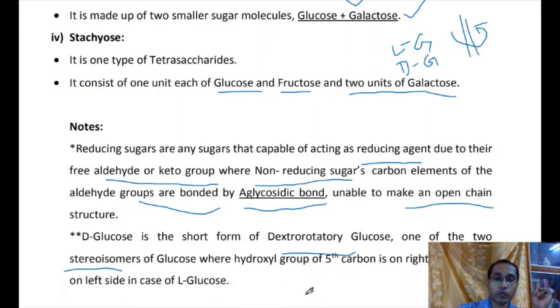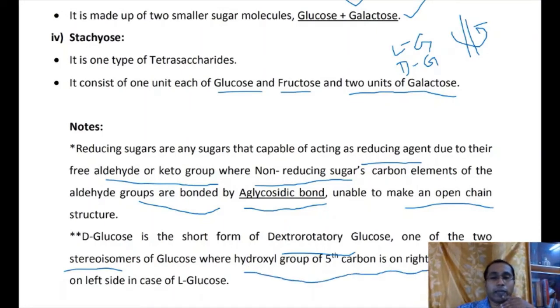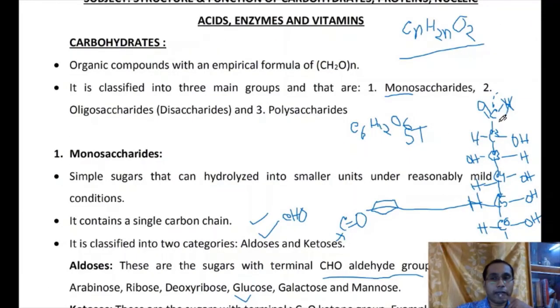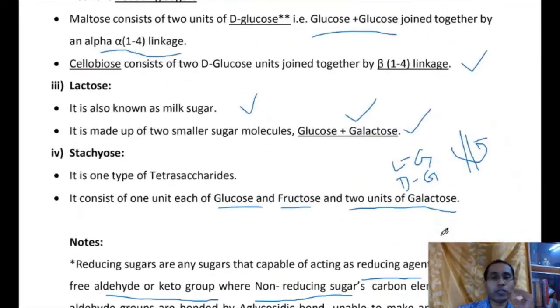In D-glucose, the hydroxyl group on the 5th carbon is on the right side, but it is on the left side in the case of L-glucose. I have shown you the 5th carbon in the earlier picture. You can see here, I have drawn one picture. The hydroxyl group of the 5th carbon is on one side for D-glucose, and if the hydroxyl group is on the opposite side, then it is L-glucose. In this way it has been classified.